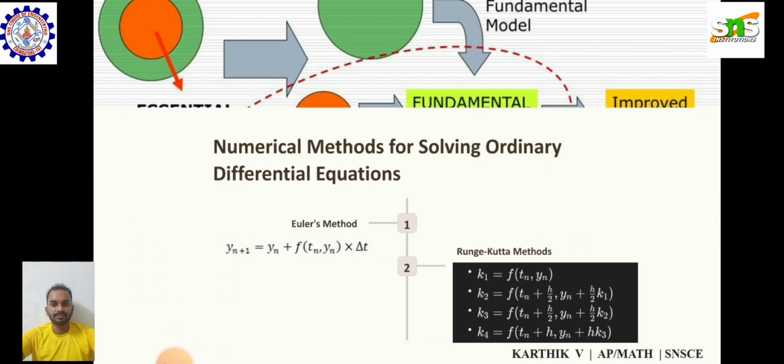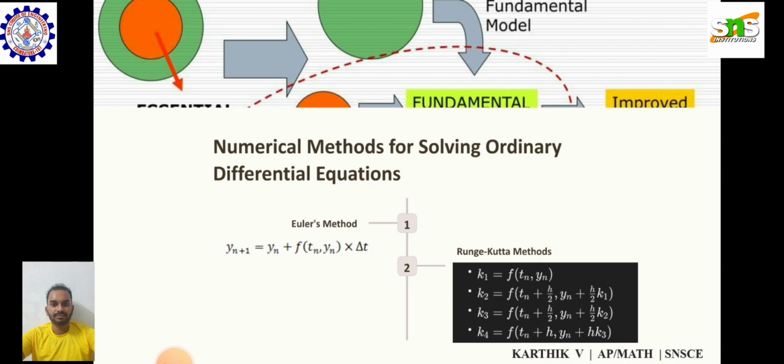The formula for updating the solution using Euler's method is y(n+1) equal to yn plus f of tn comma yn into del t. Yn is the approximation of the solution at time tn. F of tn comma yn is the value of the derivative of the solution function at time tn and yn. Del t is the step size. Y(n+1) is the updated approximation of the solution at time t(n+1) equal to tn plus del t. Repeat until you reach the desired endpoint.